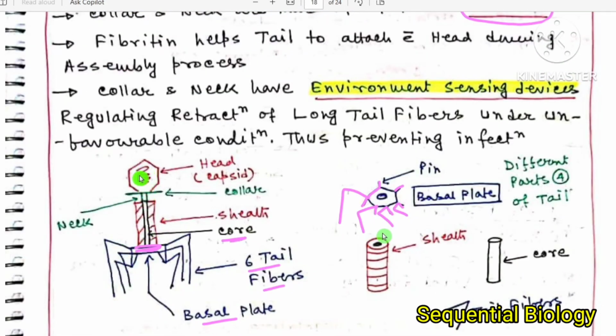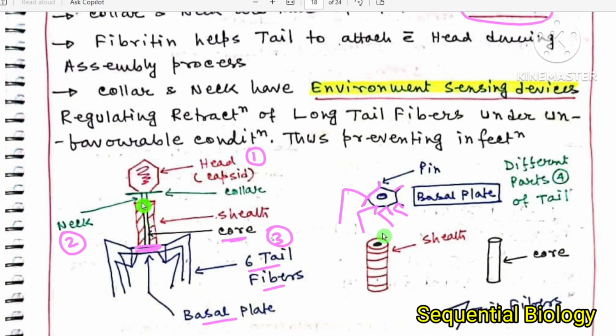This is the structure of the T4 bacteriophage, and the T4 bacteriophage has 3 main portions. The first is the head, the second is the neck, and the third is the tail. These are the 3 main structures of this bacteriophage. The head is made up of a protein coat, called the capsid, and inside this protein coat the DNA is present. The head is attached to its tail with the help of the neck, and the neck is decorated by a collar.